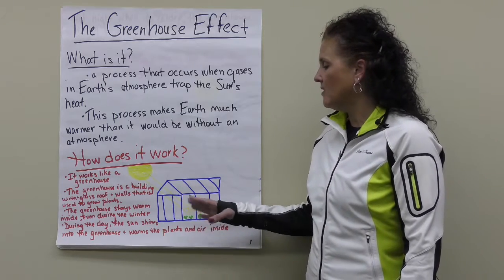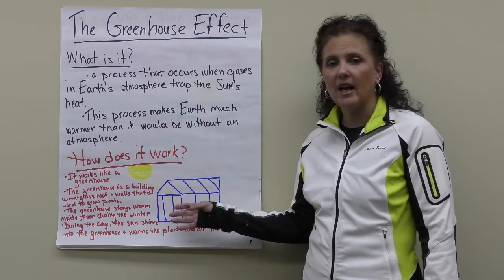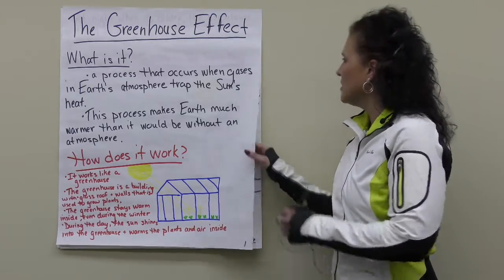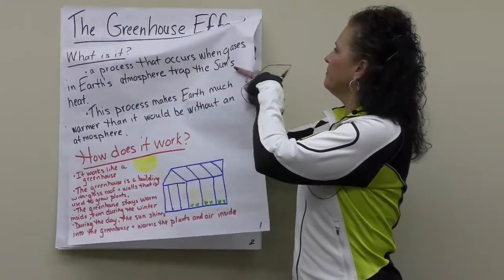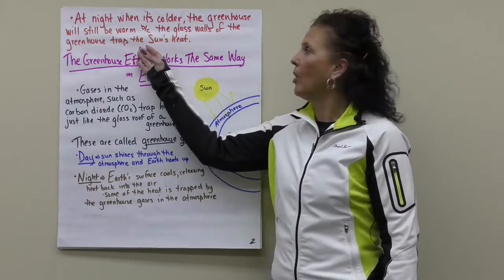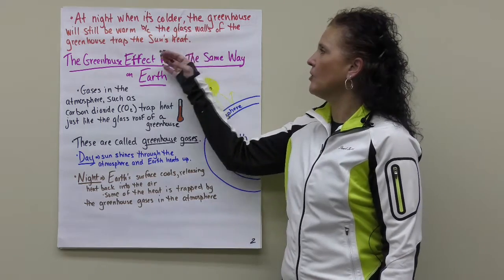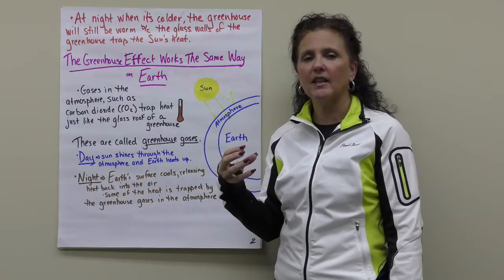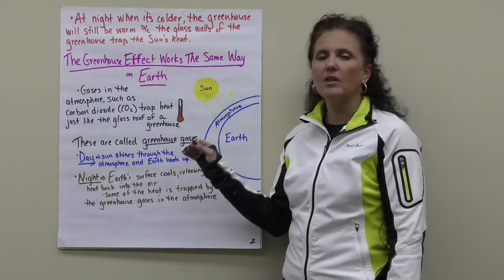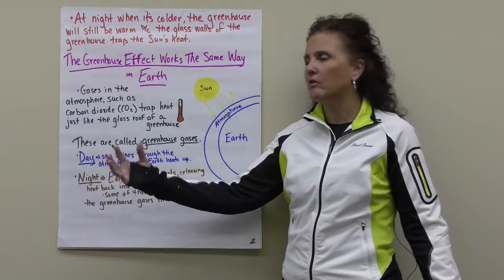So during the day, the sun shines in the greenhouse and the plants and the air inside stay warm. But then at night, during the night, when it's colder, the greenhouse is still warm because those glass walls of the greenhouse will trap in that sun's heat. So we can grow things year-round. The greenhouse effect works the same way, just on a larger scale.